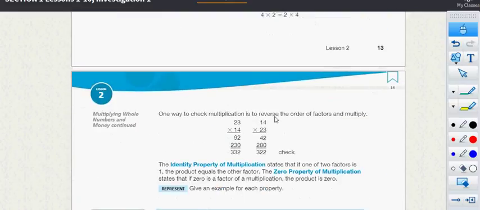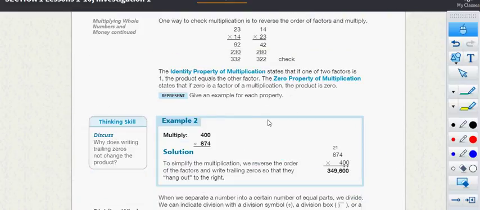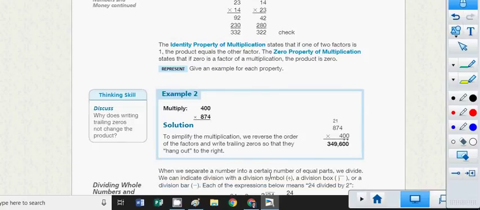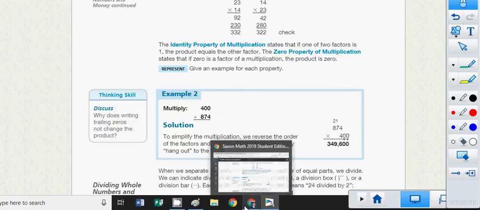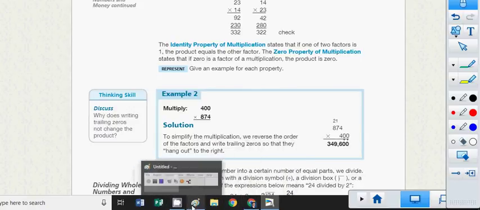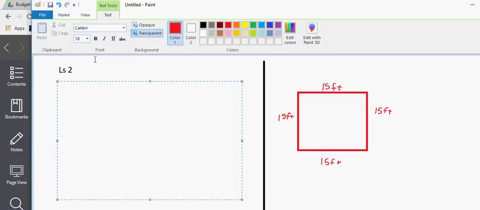Commutative property: 4 times 2 is the same as 2 times 4 in multiplication. The identity property of multiplication states that if one of 2 factors is 1, the product equals the original factor. The zero property of multiplication: 0 gives us a 0 if 0 is a factor. So I'm going to put those in here. Commutative property of multiplication. Identity property of multiplication. And the zero property.